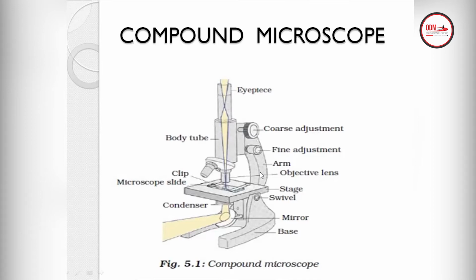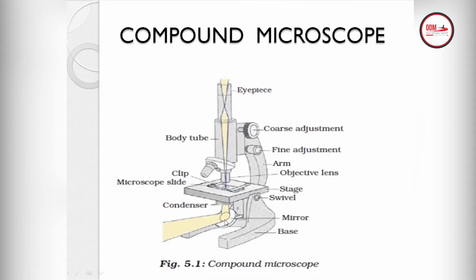This is the arm. You should always hold the compound microscope with the help of the arm, and you should not hold it anywhere else. This is the stage on which the slide is kept, and the clips are put on this microscopic slide. This one is a slide containing the object. So the object can be seen on the slide without any disturbance. For that we are using these clips. Then this is the stage on which the slide is being placed. Here is the base and this one is the mirror.